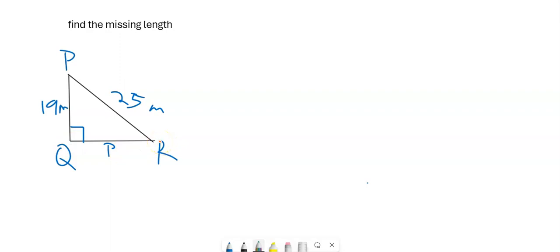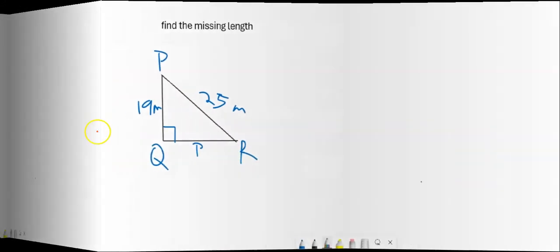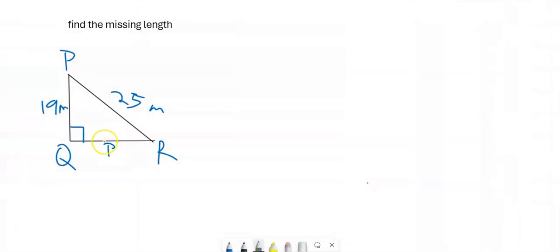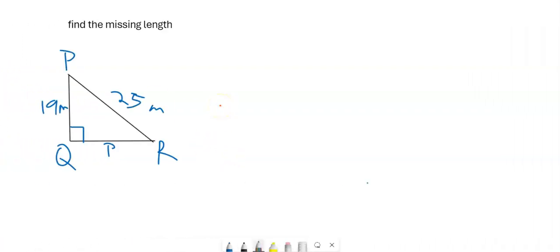Now the line that is opposite to each vertex is labeled with the same letter but in lowercase. So right here, this is lowercase p for this line because it is opposite to the vertex P. Alright, so moving on. We're asked to solve for the missing length. We know that we are able to use Pythagoras theorem because it is a right-angled triangle. Here is the little box to signify that it is indeed a right-angled triangle.